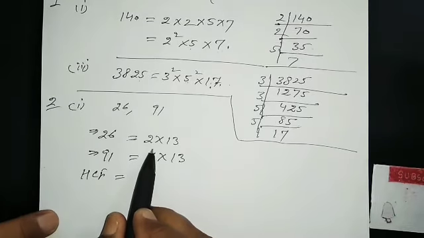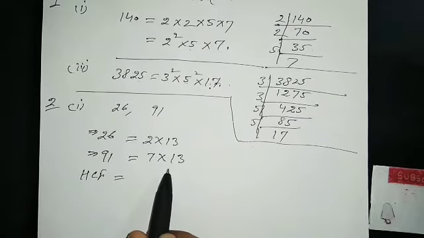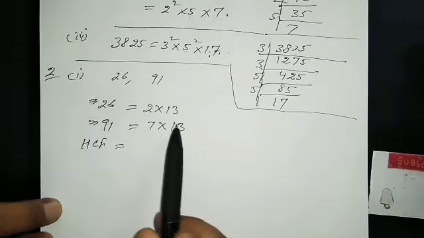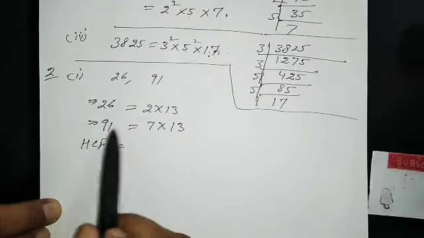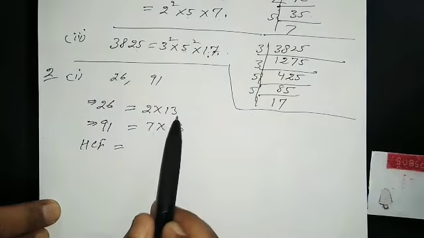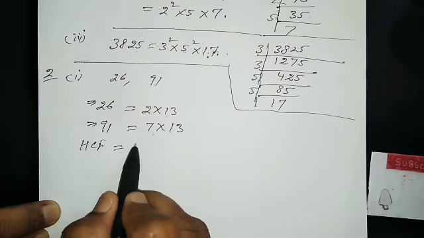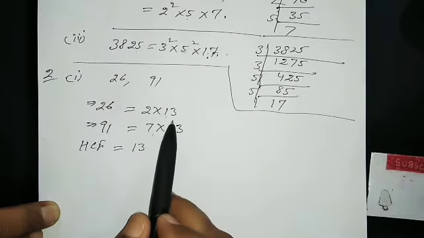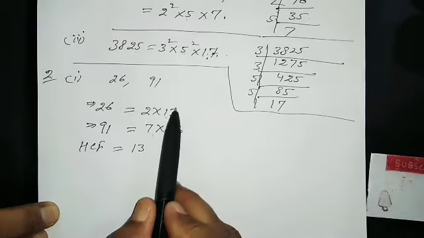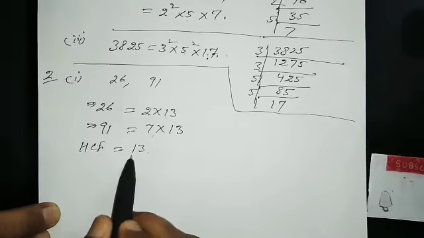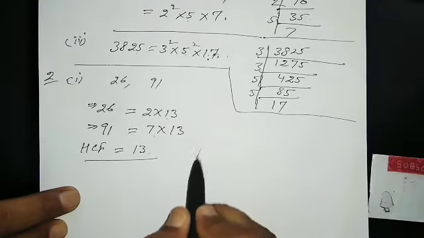What is smallest? Common factor. What is the common factor in this? 2 is not common, 7 is not common, just 13 is common. So the smallest power of the common factor is 1. Smallest power is 1, and that is 13 only. That is the HCF.